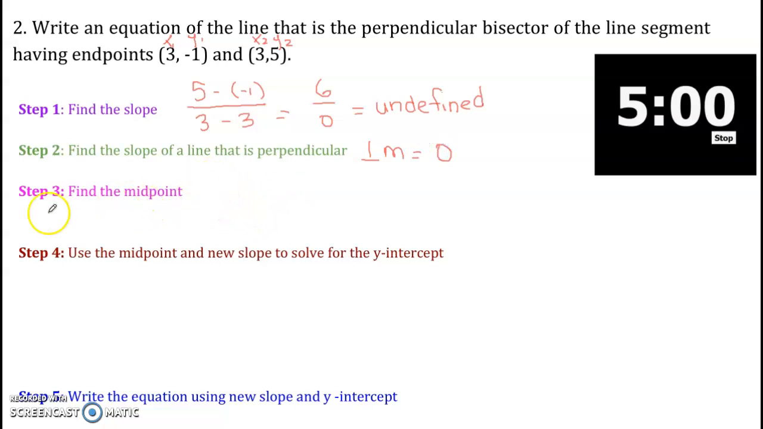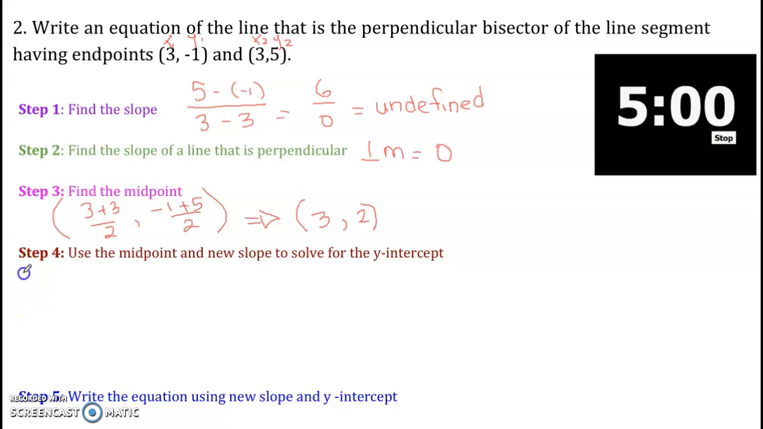Midpoint. Add your x's. 3 plus 3 divided by 2, negative 1 plus 5 divided by 2. And then we're going to work this out. 3 plus 3 is 6, divided by 2 is 3. Negative 1 plus 5 is 4, divided by 2 is 2. Again, I'm doing these in my head, but you can also use your calculator. Remember, I told you to go to the App Store and get the calculator.